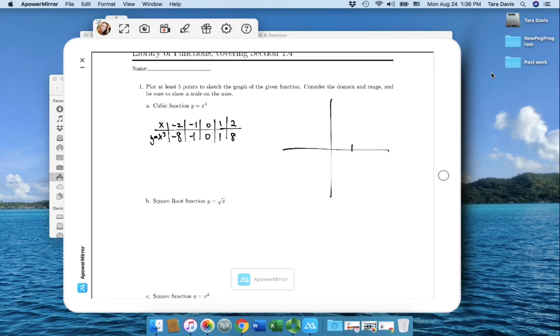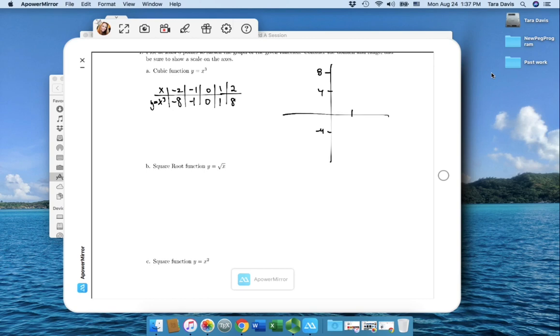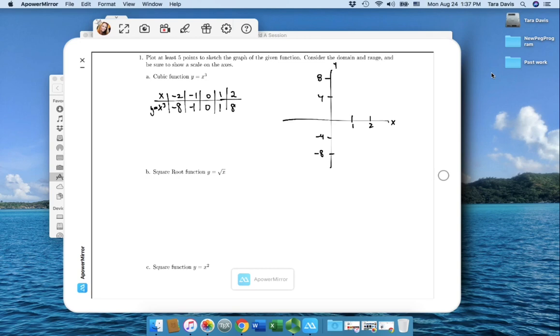So I need to at least go up to like 8 and negative 8 on the axis for y. So that's like 8 and 4. Then I have to have negative 4 and negative 8. And then I can have 1 and 2 on the x. Okay, so plotting my points, I'm able to sketch it.